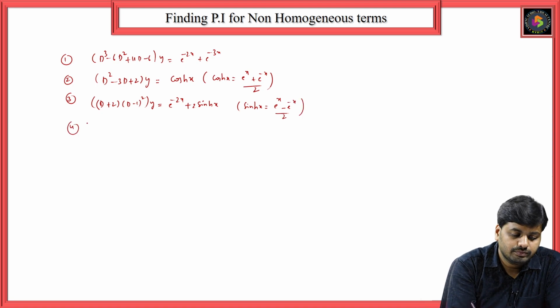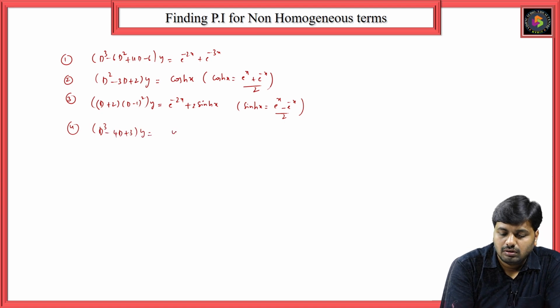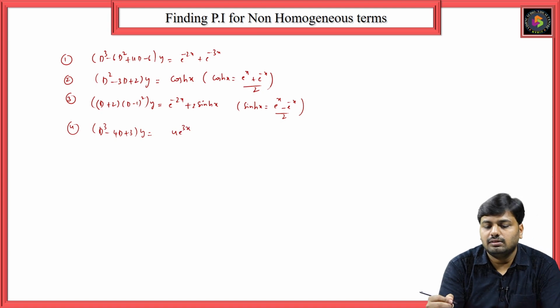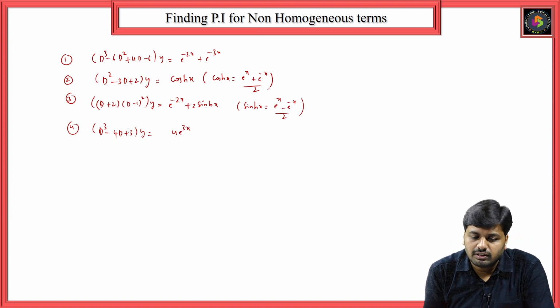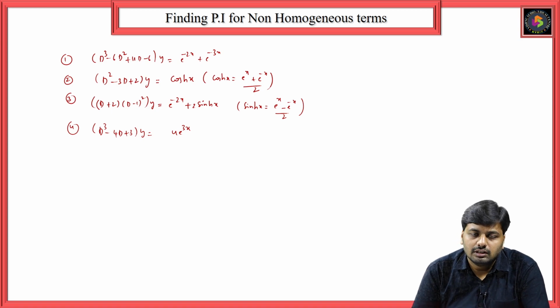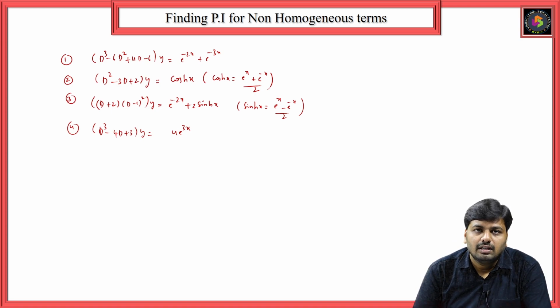Now the fourth one, (D cube minus 4D plus 3) of y equal to 4 into e power 3x. These are the 4 models for special case 1. I repeat once again: special case 1 is f of D of y equal to Q of x, where Q of x is e power ax. So any right hand side term in terms of e power ax, we have to use this method.